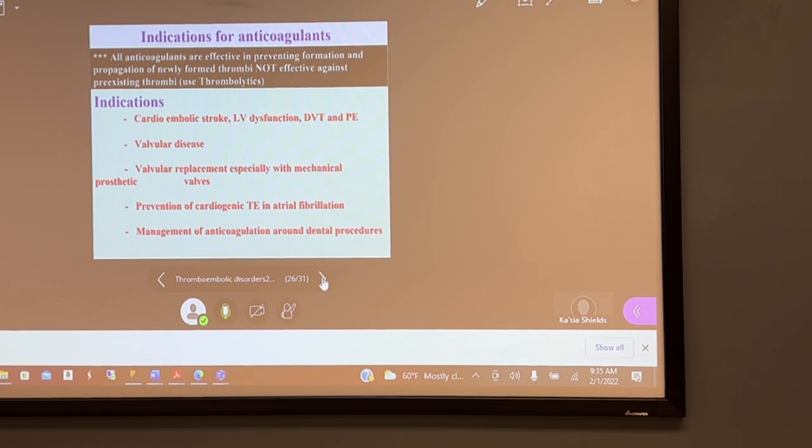You can use it also to prevent cardiogenic thromboembolism in atrial fibrillation. Atrial fibrillation is one of the conditions that can cause venous stasis. The thromboembolism that arises from that, we call cardiogenic because it's coming from the heart. Last but not least, an indication is the management of anticoagulation, especially for dental procedures. If you're going to the dentist, an anticoagulant will be given to you even before the surgery, trying to prevent coagulation.